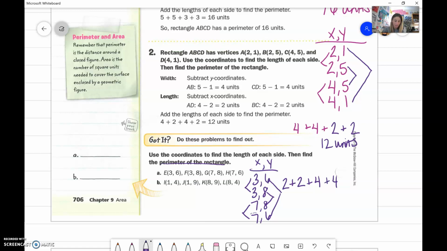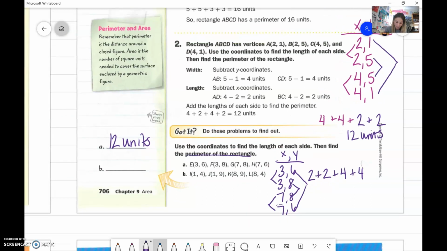I'm going to add those up, which is going to give me 4 plus 4 is 8, 8 plus 2 is 10, 10 plus 2 is 12. That gives me 12 units for the perimeter. Okay, let's take a look at this next one.